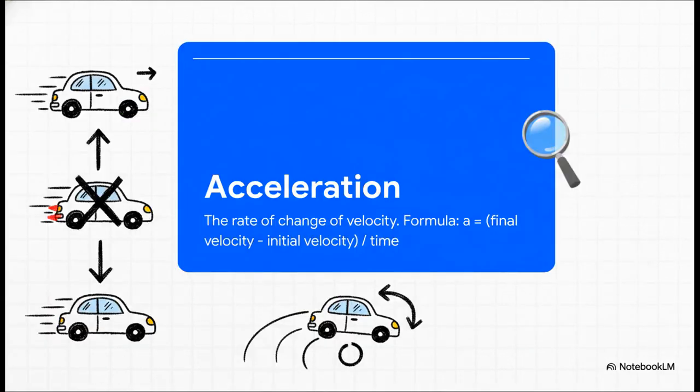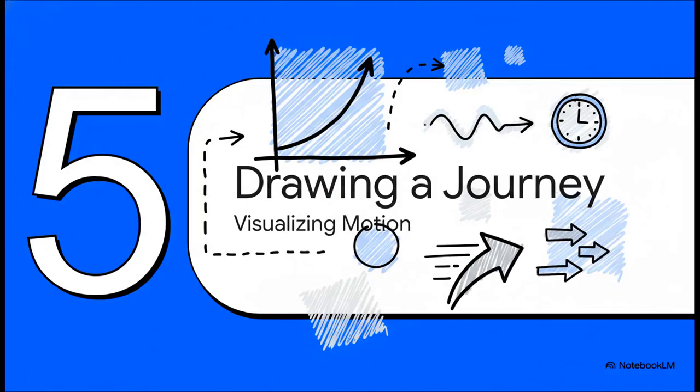Now, the most important thing to get here is that acceleration is any change in velocity. We usually think of acceleration as just speeding up, hitting the gas. But in physics, it's more than that. Slamming on the brakes is also acceleration. It's just negative acceleration. And remember that race car? Even turning a corner at a constant speed is a form of acceleration because you're changing your direction, which means you're changing your velocity.